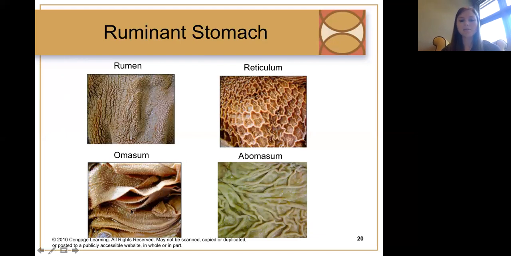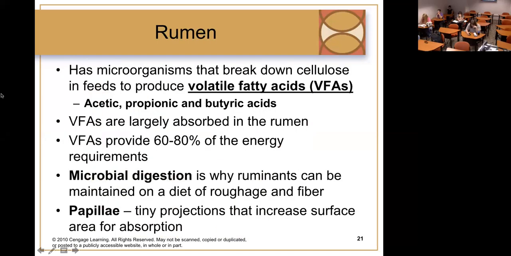And then the omasum is folds, kind of like pages in a book. It's just a lot of different folds and layers. And then the abomasum is considered their true stomach. So the abomasum is kind of what the inside of our stomach would look like, or a pig's stomach. So that's the site of chemical digestion, and that's what they kind of share with us. So we'll talk about each of those in a little bit more detail.